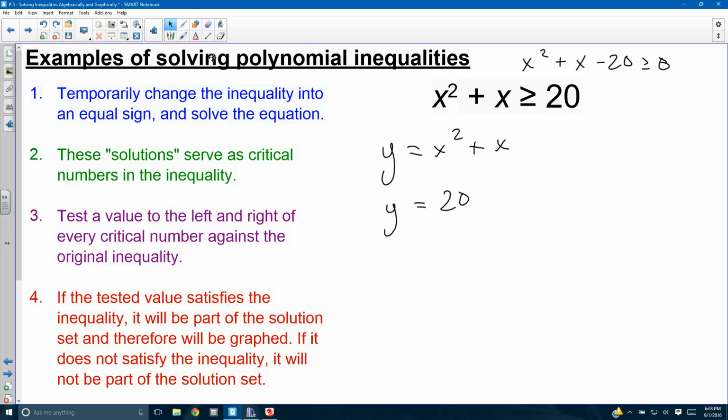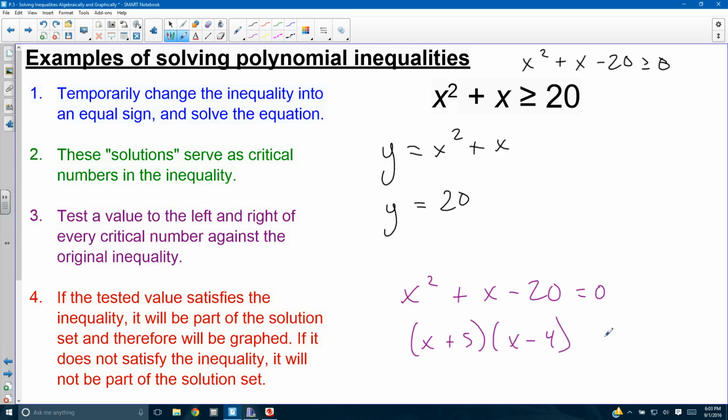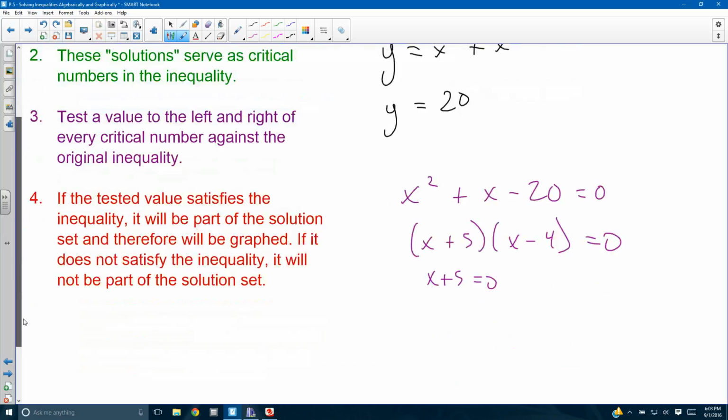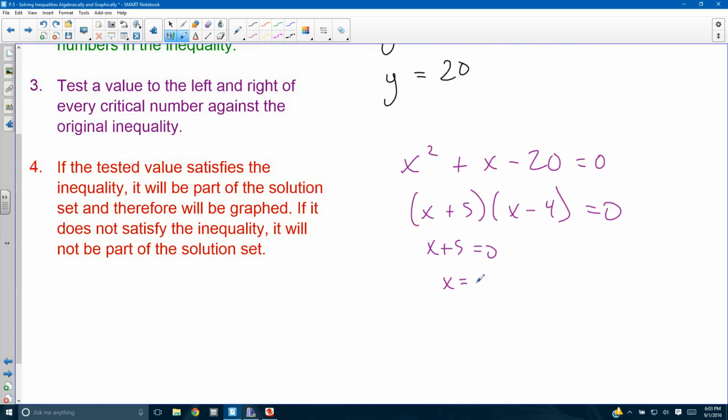So here, let's go ahead and subtract. We did do that. Now I'm going to solve for this. Let's set it equal to 0: x squared plus x minus 20 is equal to 0. As I factor, that'll be x plus 5 times x minus 4 is equal to 0. So x plus 5 equals 0, and x minus 4 equals 0. These are my critical points: a critical point of -5 and a critical point of 4.